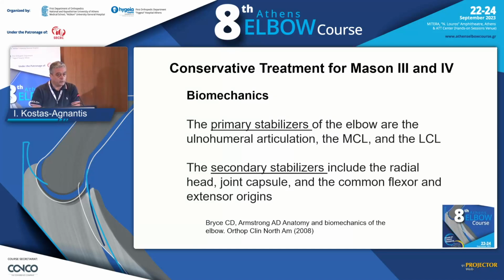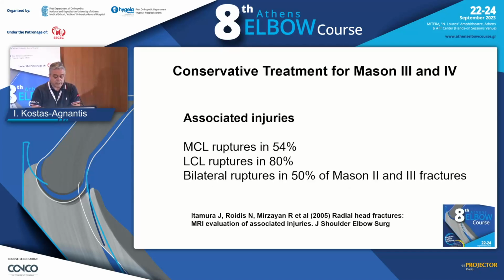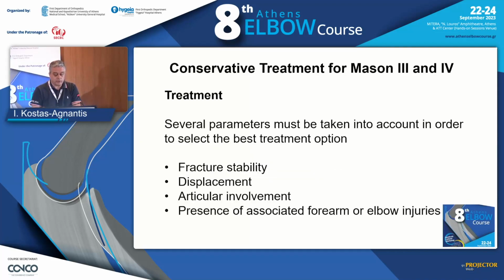From the biomechanics of the elbow, we know that the primary stabilizers of the elbow are the ulnohumeral ligament, medial collateral ligament, and lateral collateral ligament, while secondary stabilizers are the radial head, joint capsule, and common flexor and extensor origins. In a study by Itamura and Rhoades with MRI evaluation after radial head fractures, medial collateral ligament injury was associated with 54% of the patients with radial head fractures, while the lateral collateral ligament was found ruptured in 80% of the cases. Both medial and lateral collateral ligaments were found ruptured in about 50% of the cases.